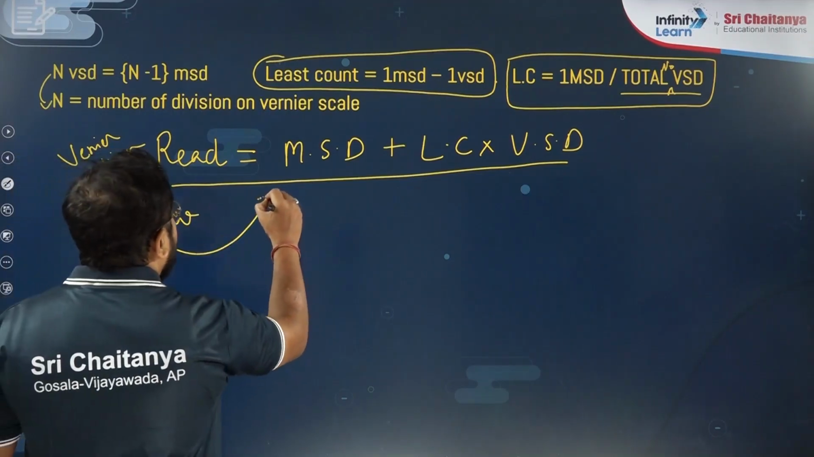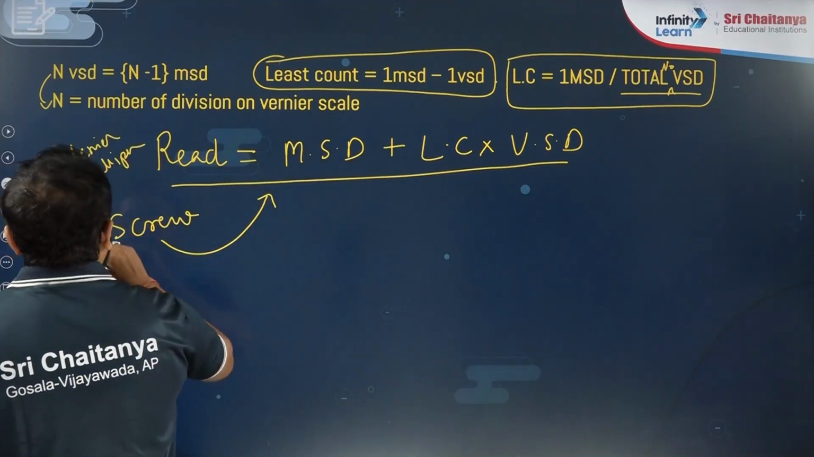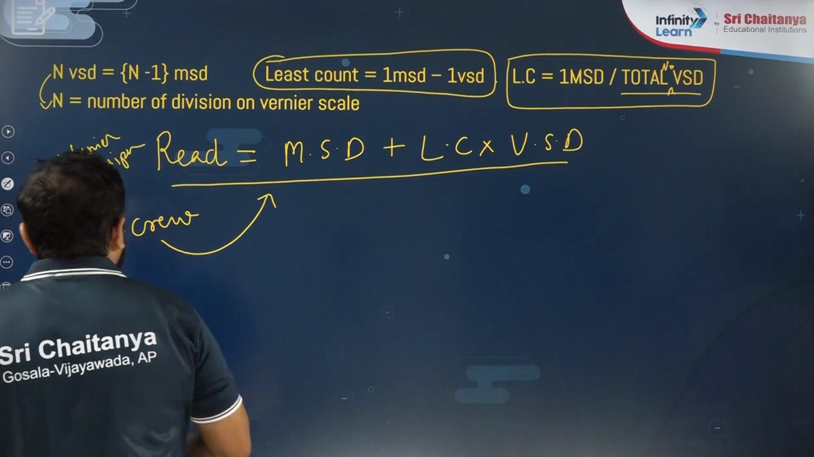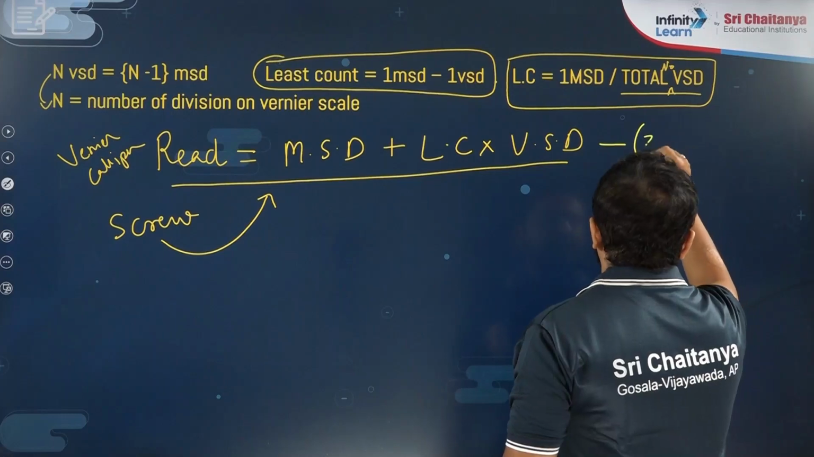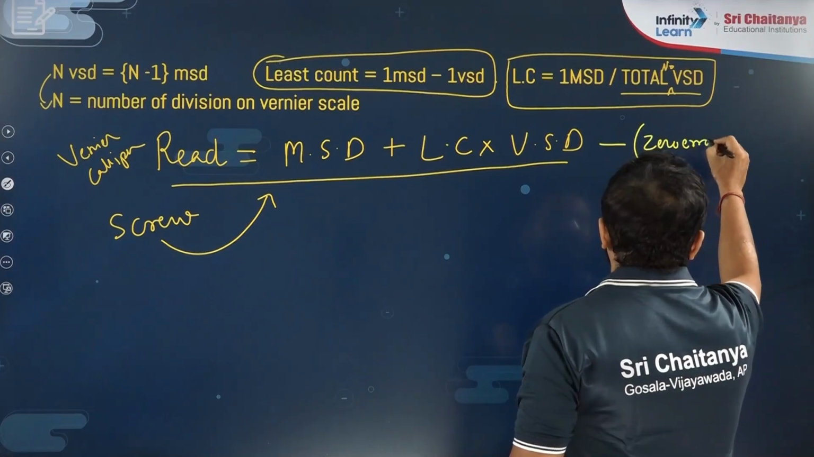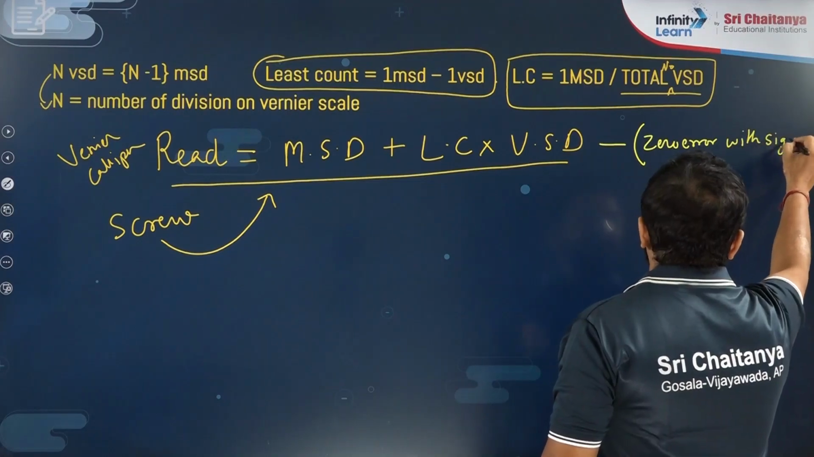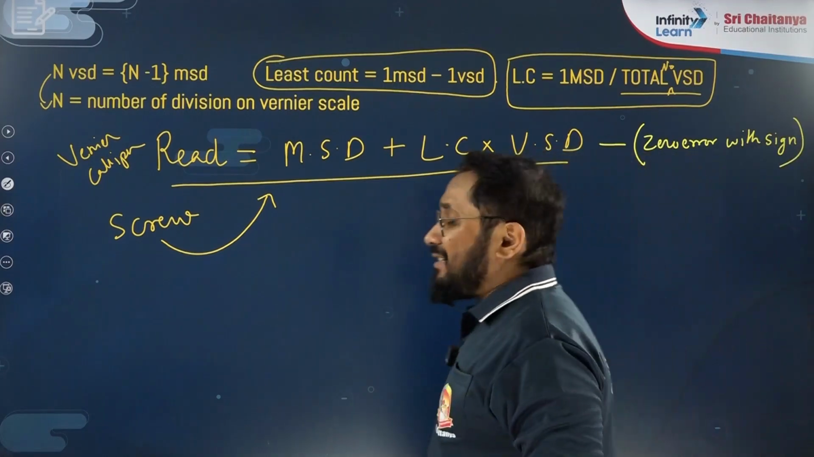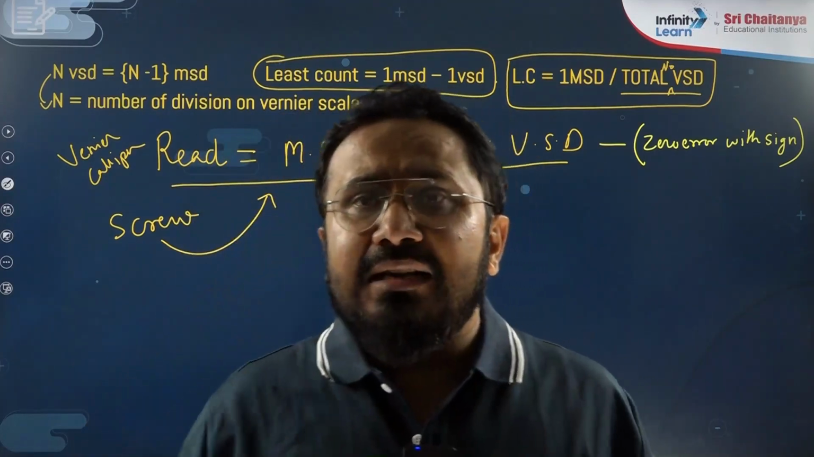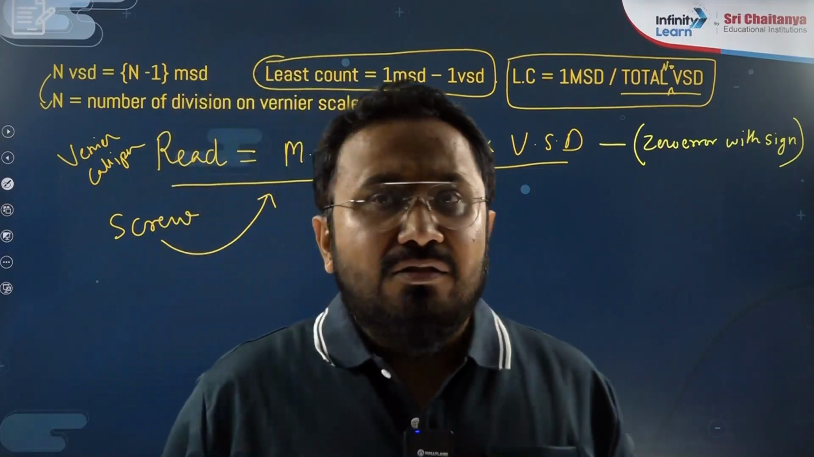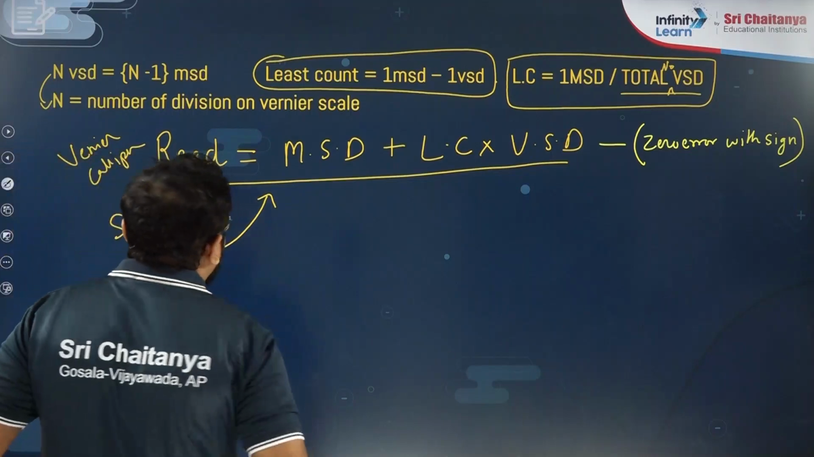For the screw gauge also this formula will be there. Along with this formula you can do this thing also, zero error. If zero error occurs, because there was one question in zero error, then minus zero error, but minus zero error with sign. With sign means, if they say it is a positive zero error, put a positive sign. If they say it is a negative zero error, put a negative sign there. So minus zero error with sign. This is your complete formula for the vernier caliper and the screw gauge.